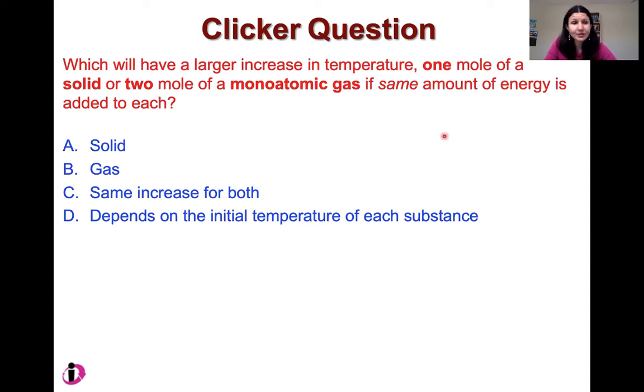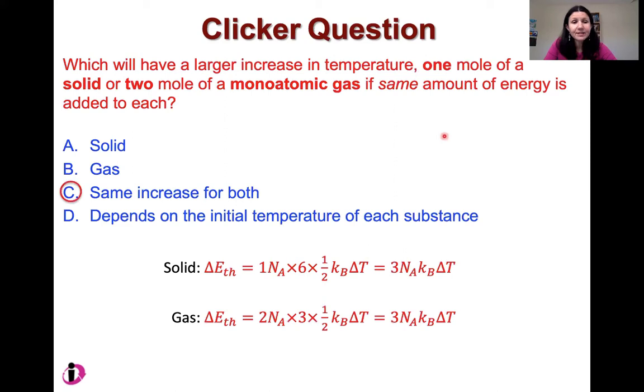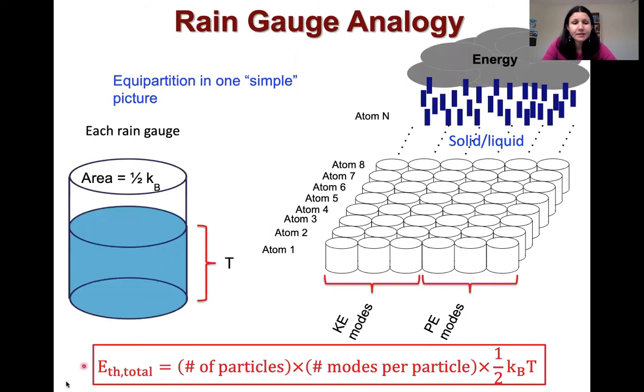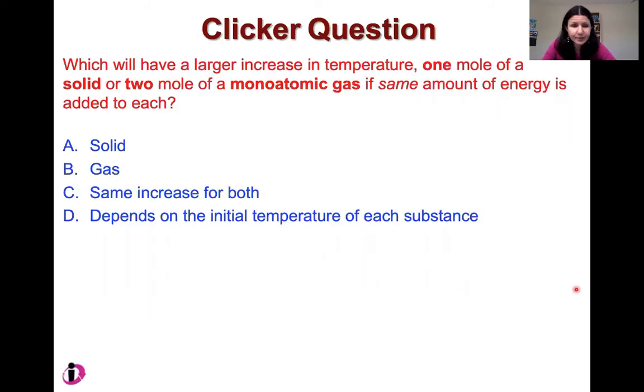Okay, let's look at the answer. The answer is going to be the same increase for both. Why is that? For the solid, we take this E thermal and talk about the change, because we're adding energy. The number of particles doesn't change, the modes per particle doesn't change, so that's going to be proportional to the change of temperature. And that's exactly the question: which one will have a bigger or smaller change of temperature?